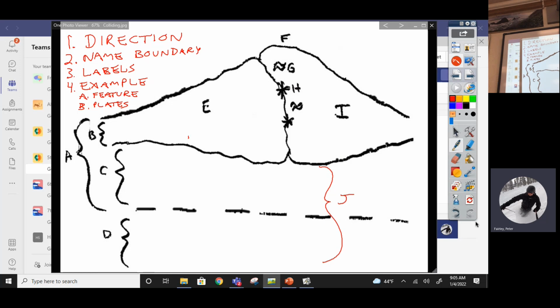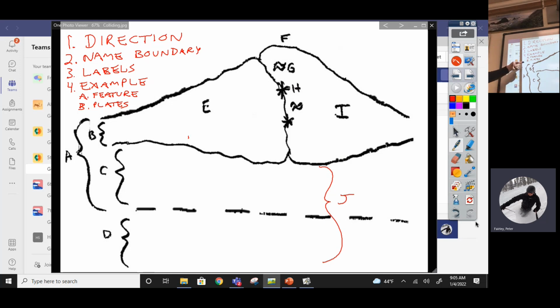Let's go over the answers. Number 1, what direction are these moving? They're moving together, right? You could write they're moving together, or you could draw arrows showing them go together. Number 2, what do we call that kind of boundary when the plates move together? Converging boundary. They're coming together, they are converging.